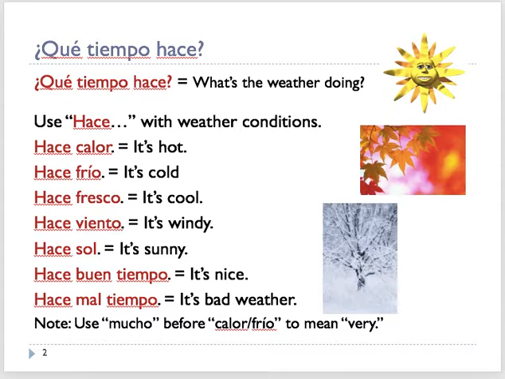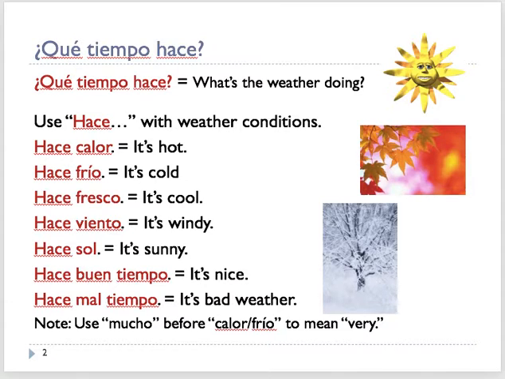when you're writing it. And when you want to say that it's very hot or very cold, you're going to use mucho before calor and frío. And the reason is because calor and frío are nouns. I realized last week we learned that when you say I am very well, you use muy, but that's because well is an adjective and calor is a noun. But don't worry about that right now.